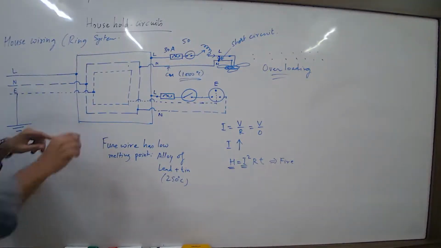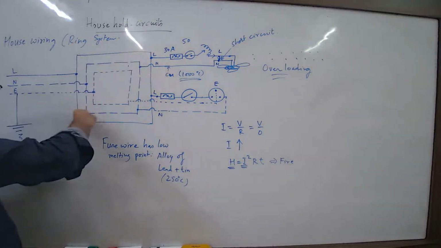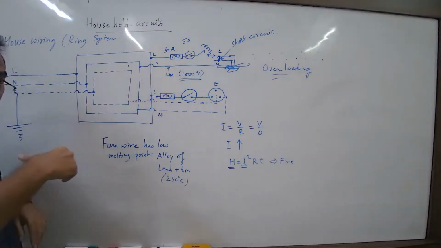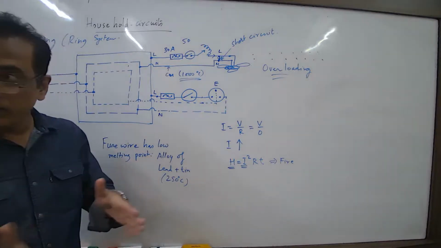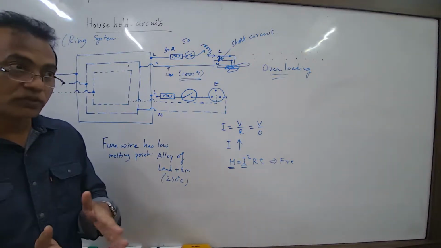Right. So it's like the length is the same, but the cross-sectional area has increased. So effectively, the resistance has reduced.